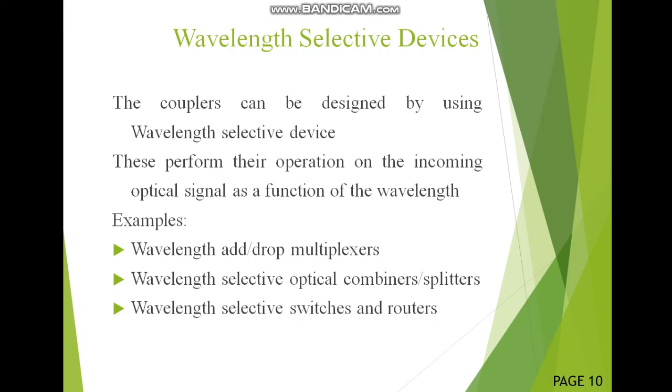We will select the particular wavelength. That wavelength optical signal will be transmitted, combined, or any kind of operation we can perform. The examples of wavelength selective devices are wavelength add drop multiplexers, wavelength selective optical combiners, wavelength selective switches and routers. So all these are the applications of couplers.